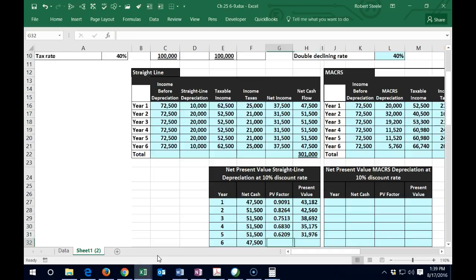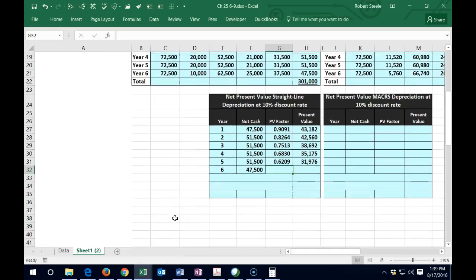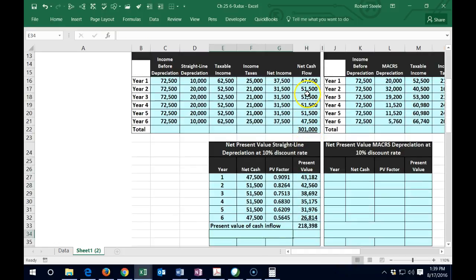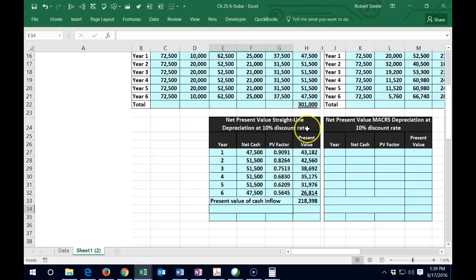Now, Excel did that for us this time. And then if we take the last one, it's going to be 0.5645. And if we multiply that out, it's even less here. So that gives us the present value of the cash inflow. And we'll sum that up. Equals the sum of these items here. And we'll enter that. So notice that cash flow is different than what we got up here, of course, because now we have present valued it.